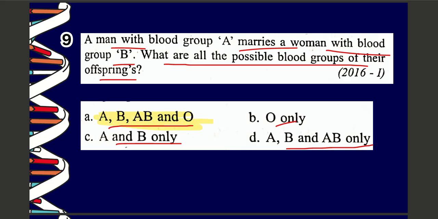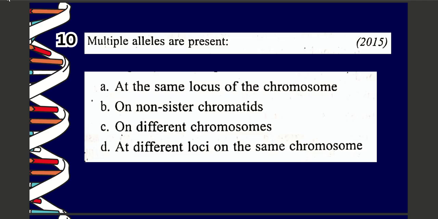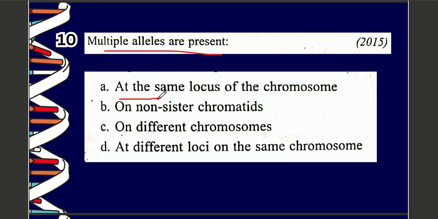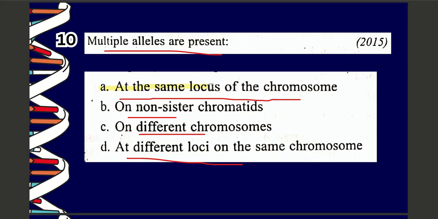Next question. Question number 10. Multiple alleles are present A. at the same locus of the chromosome, B. on non-sister chromatids, C. on different chromosomes, D. at different loci on same chromosome. The correct option is option number A, which is at the same locus of the chromosome.